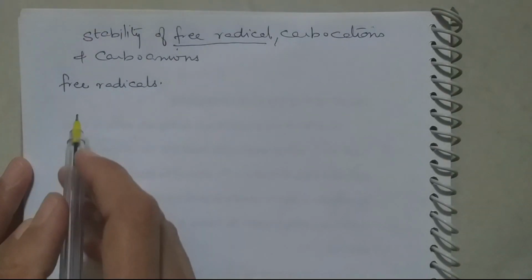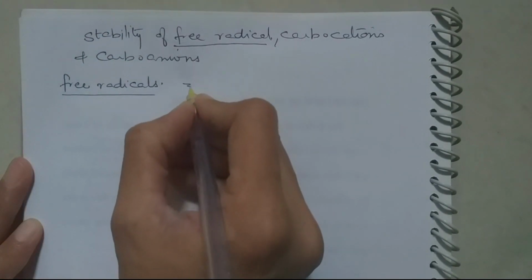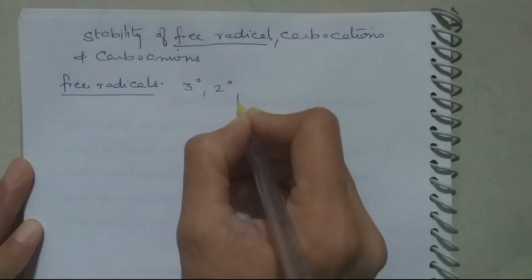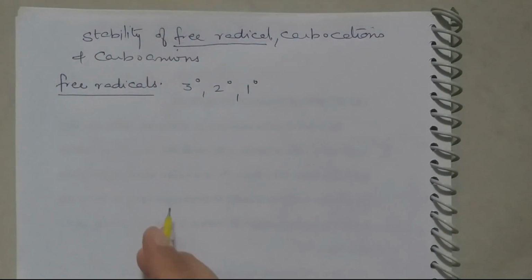I have just uploaded a video regarding carbocations, free radicals and carbanions. In this video, I am telling you about the stability of these three intermediates which are formed after the cleavage of covalent bond. The first is free radical. We have seen three types of free radicals. One was 3 degree, other was 2 degree and the third one was 1 degree. Which of these is stable, we will see in this video.